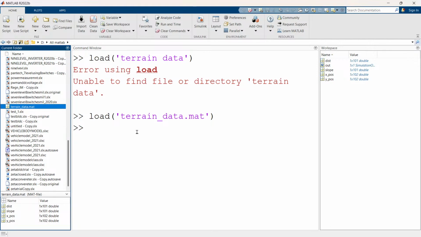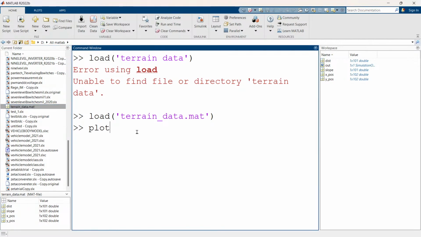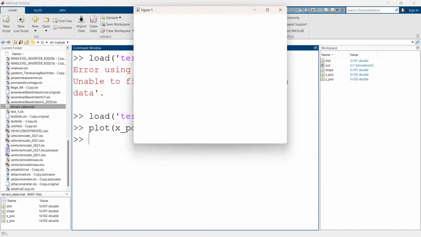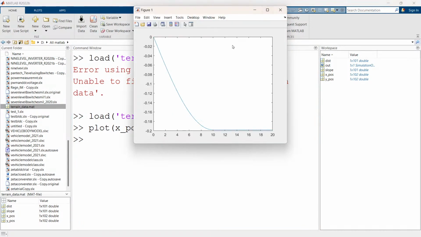Now I am going to plot the data here. This is our X position, comma, Y position. I will show you what the data is. So slope versus distance. Once you click this, you can see this is our slope versus distance value.